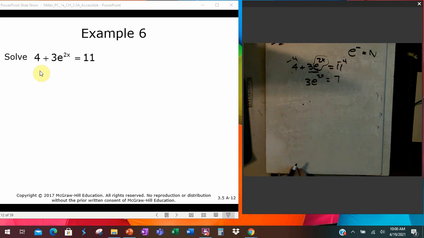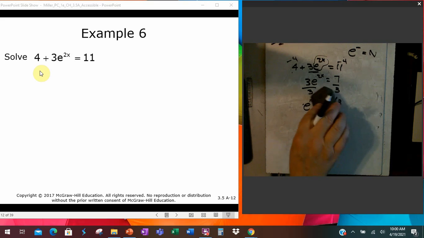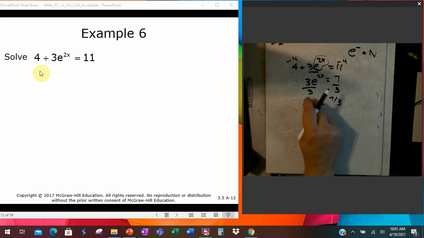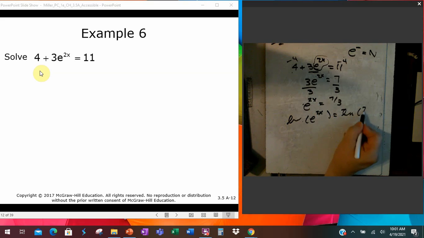So 3e to the 2x is going to be 11 minus 4, 7. And then I'm going to divide out the 3. This is e to the 2x. Get this cleaned up a little bit. Once I get this, anytime I'm dealing with these, I always want to use the ln, the corresponding ln. ln of 7/3, and the 2x goes out front.